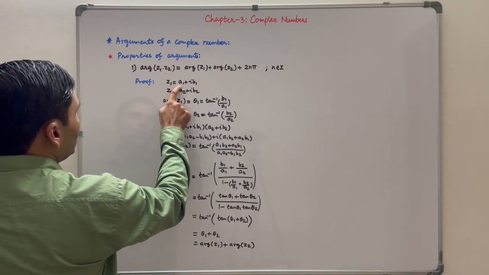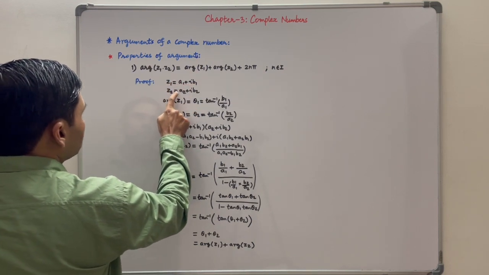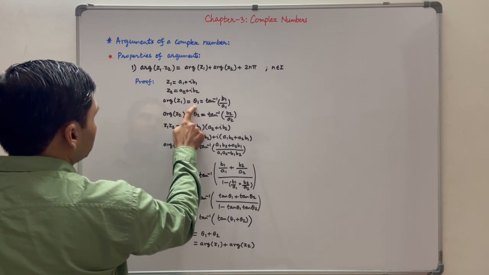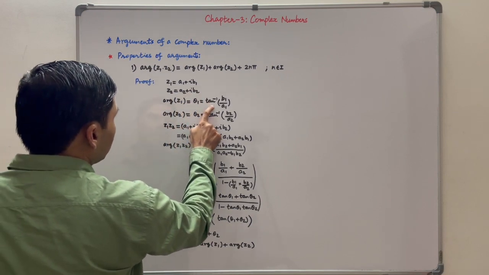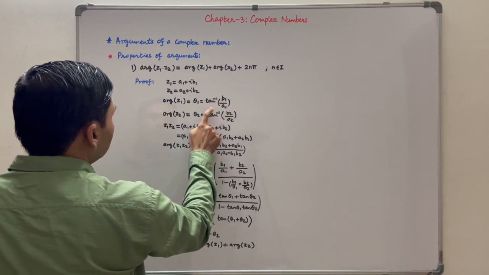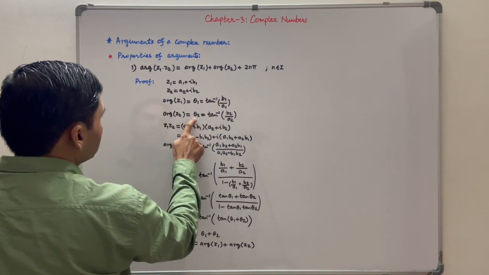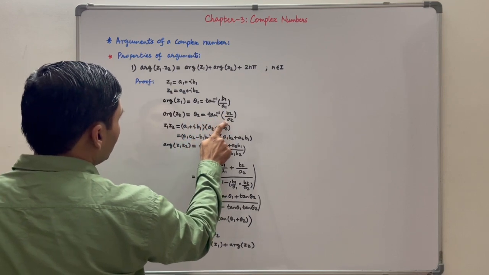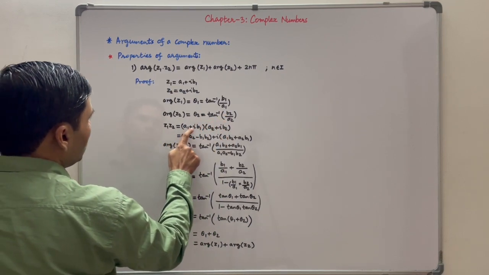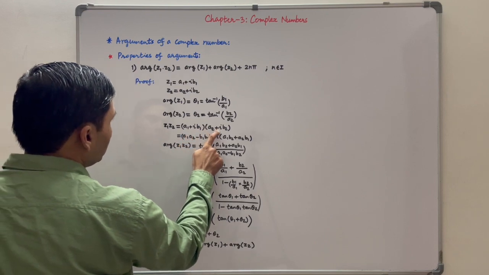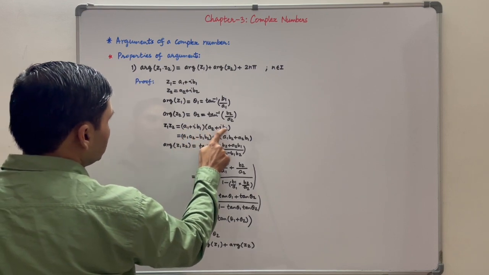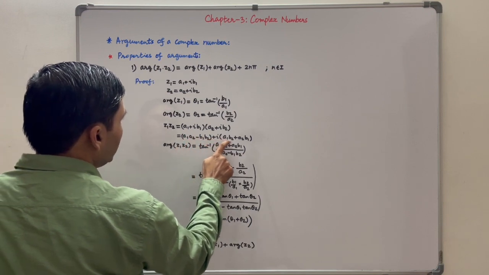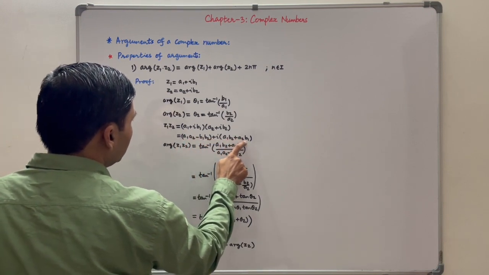Suppose z1 is equal to a1 plus ib1 and z2 is equal to a2 plus ib2. Argument of z1, let's say theta 1. So theta 1 is equal to tan inverse b1 upon a1. Argument of z2, let's say theta 2. So theta 2 is equal to tan inverse b2 upon a2. z1 z2 is equal to (a1 plus ib1) into (a2 plus ib2). This can be simplified as a1 a2 minus b1 b2 plus i into (a1 b2 plus a2 b1).